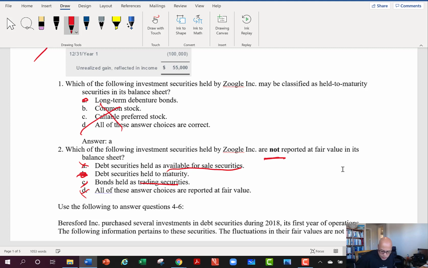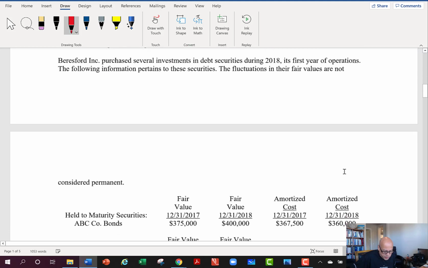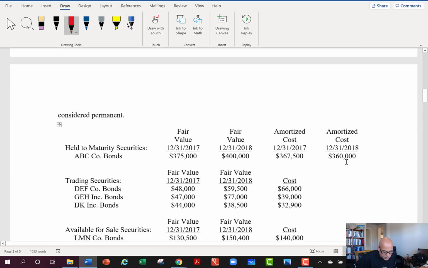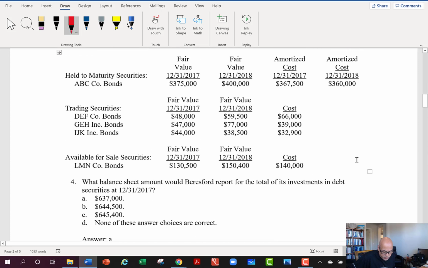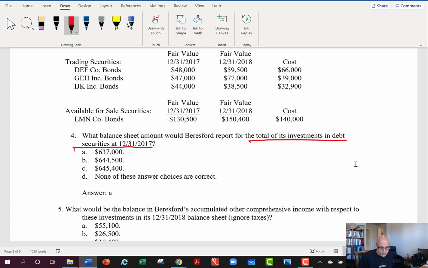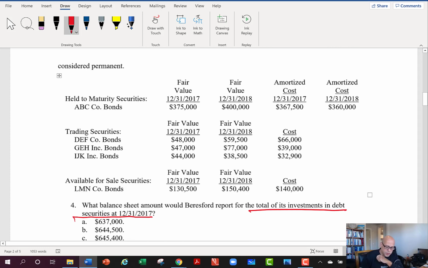Okay? Okay, good. Now we say questions 4 through 6, and I don't think this reconciles to the numbers on the next two questions, or we're missing 3 anyway. So our numbering's a little off. I might have deleted question 3. But they ask us now to look at what's going on with these securities based on this table of information. The first thing says, what balance sheet amount should Bedsford report for the total of its investment in debt securities? Now depending on the category, as we just saw in that previous question, it's either going to be amortized cost or fair value.